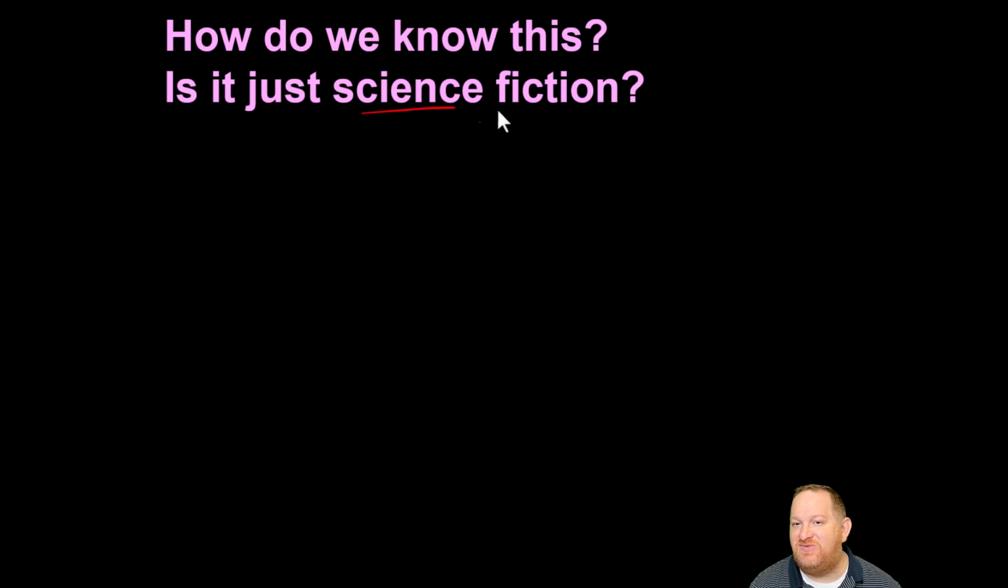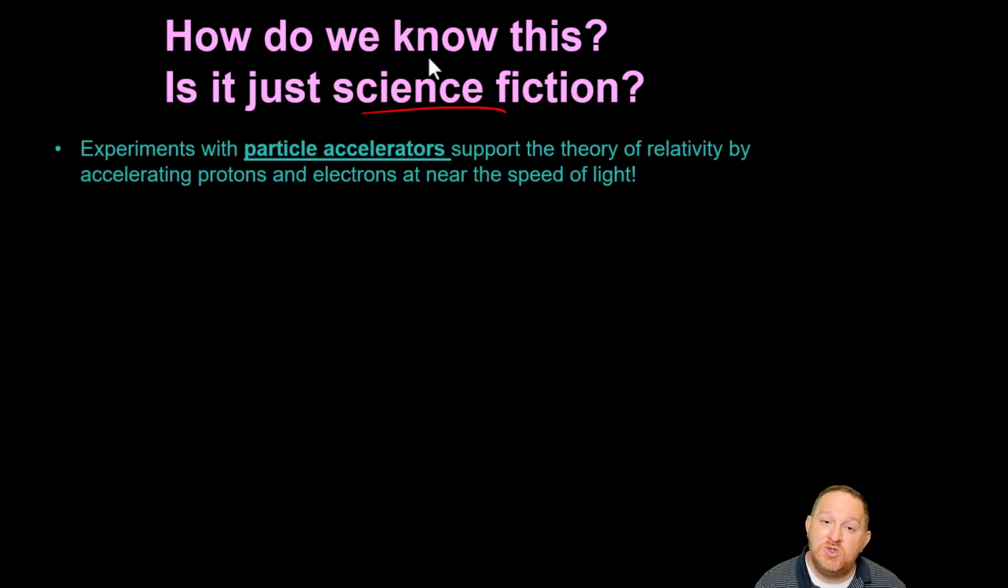Is this just science fiction? Is this just a movie? Well, actually, no, we have really strong evidence that supports Einstein's theory because we can actually use particle accelerators in experiments to accelerate protons and electrons at near the speed of light, right? We as humans can't do that right now. Spaceships can't do that. But if we take these particle accelerators and accelerate particles, protons and electrons, near the speed of light, we can observe some really fascinating things by having very precise measurement devices.